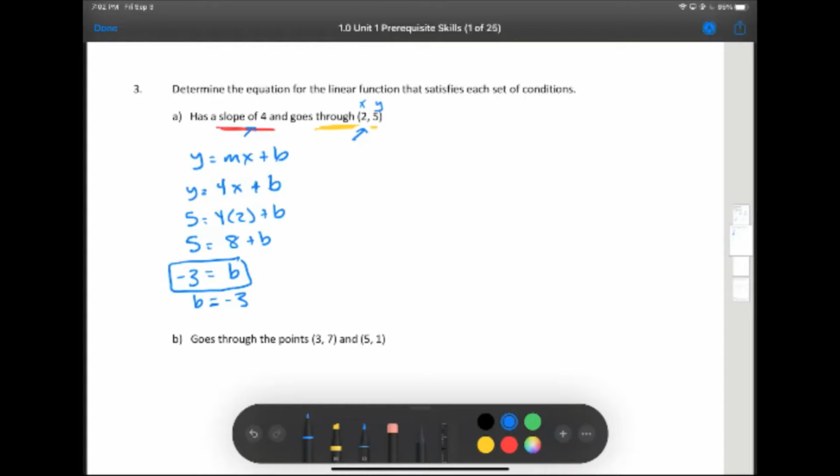The actual question is, what is the equation of the line? And that equation would be y equals 4x minus 3.